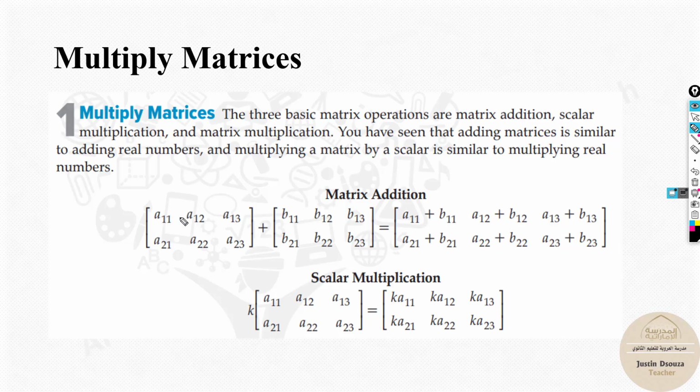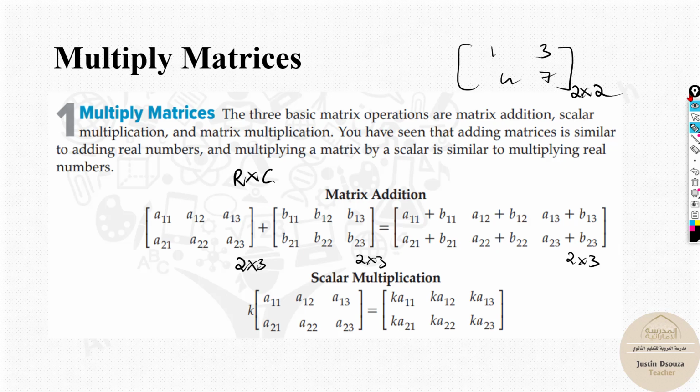Now let's look over here in this matrix. In the first matrix, how many rows are there? 1 and 2. So you always write row cross column. That is 2. What are the columns? 1, 2, 3. This is a 2 cross 3 matrix. What about this? The same thing, it's 2 cross 3, and this is also 2 cross 3. Now imagine you had the matrix 1, 3, 4, and 7. This would be a 2 cross 2 matrix.